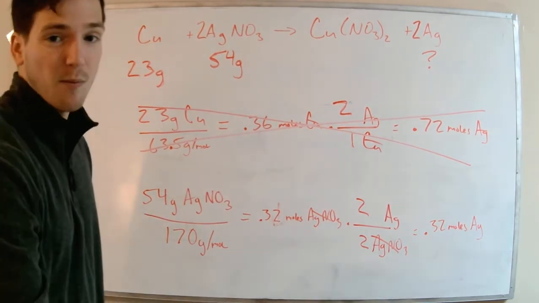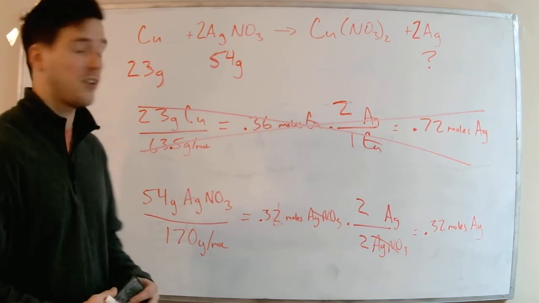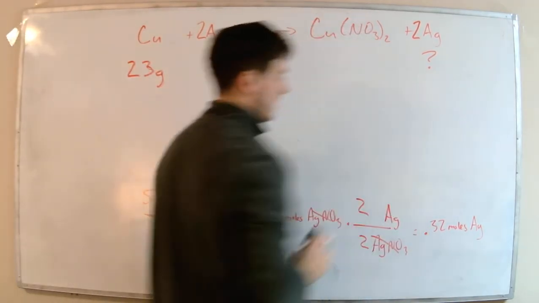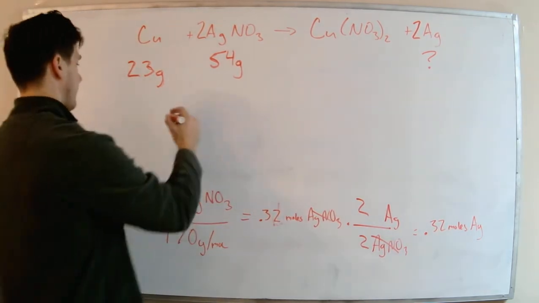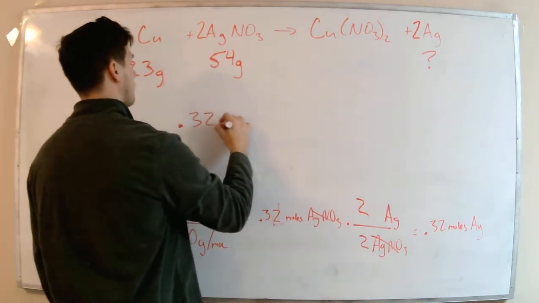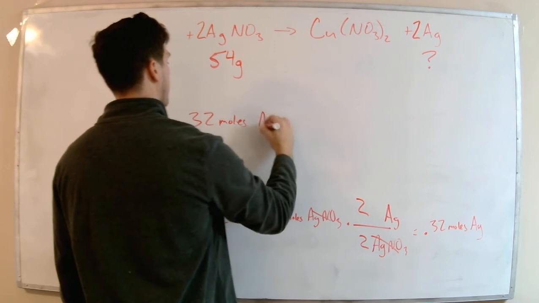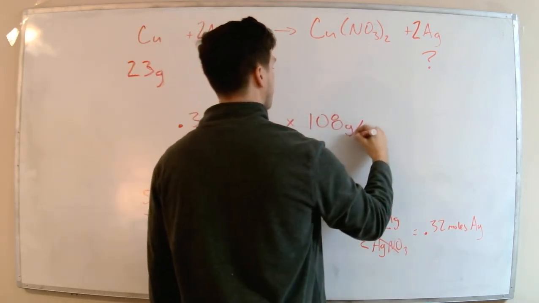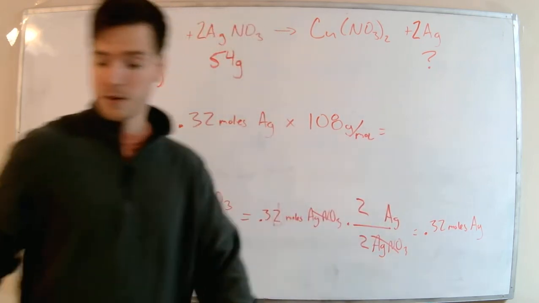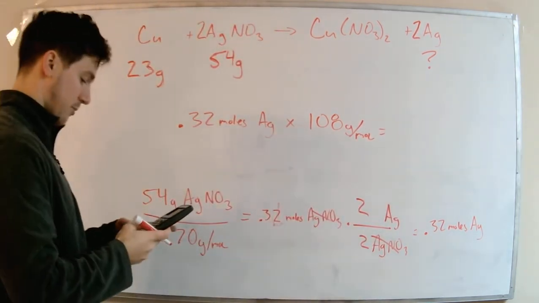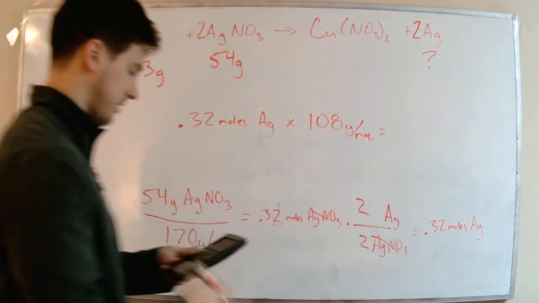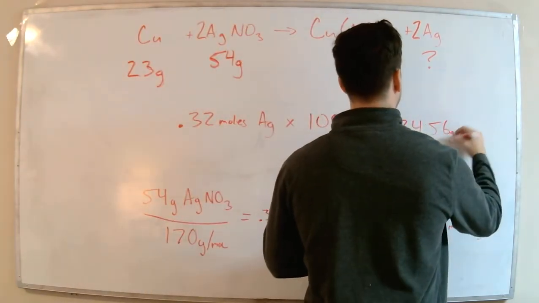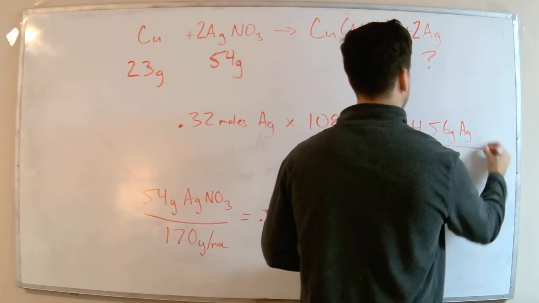Let's just say that I want grams of silver. Let's get rid of this top one, because it's in excess. It's not our limiting reactant. 0.32 moles of Ag. And if I remember correctly, the molar mass of silver is 108 grams per mole. So we'll just take 0.32 times 108, and we will produce 34.56 grams of silver.